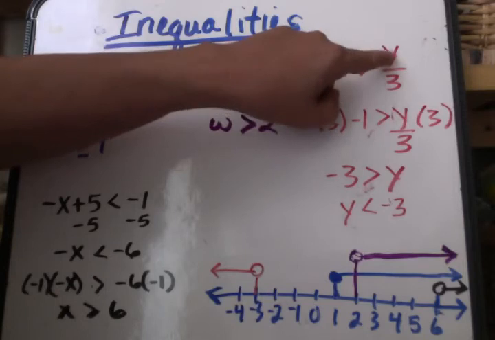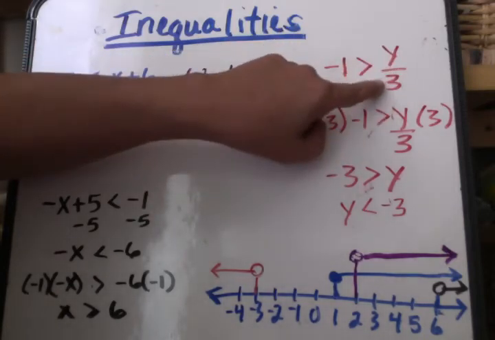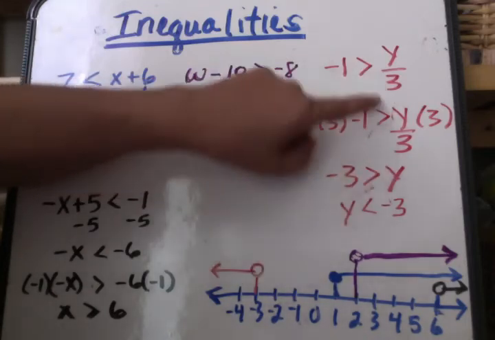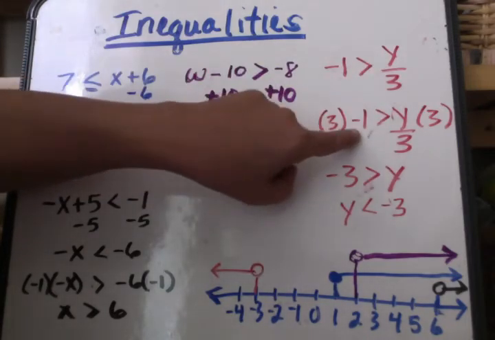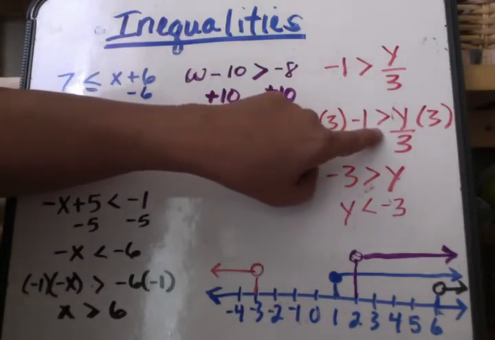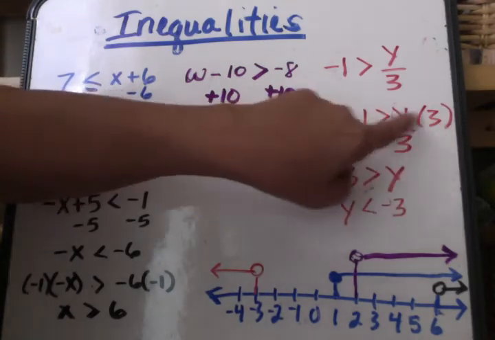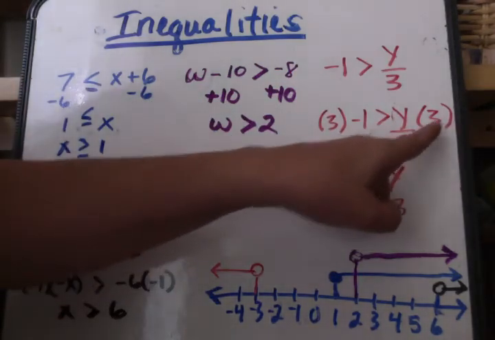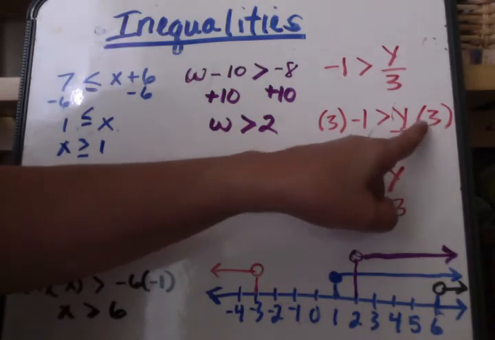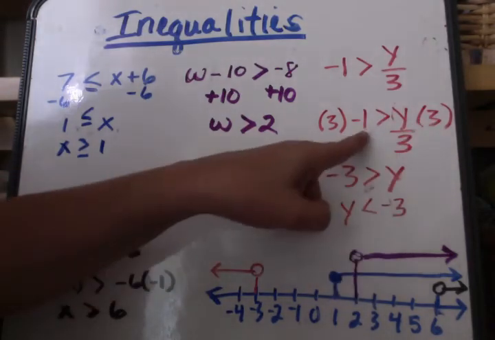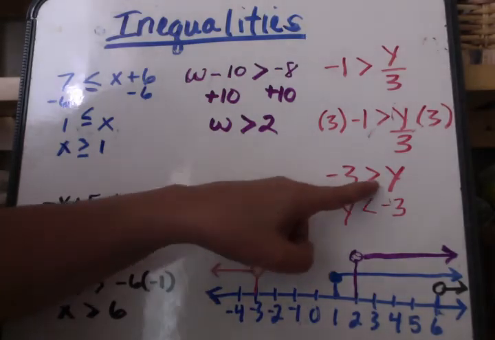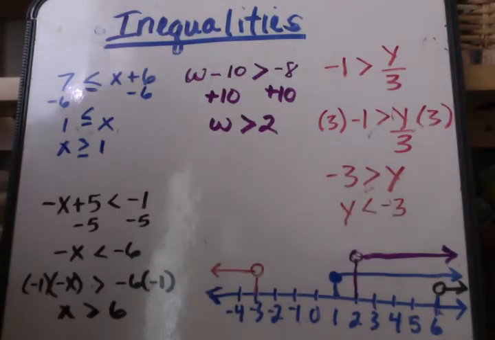Here I'm just going to multiply both sides by 3, and it's a positive 3, so I will not be flipping the sign. So a 3 here, 3 times negative 1, and a 3 here, 3 times y over 3. So now 3 over 3 is going to cancel to 1. 1 times y is just y. Negative 1 times 3 is going to be negative 3. So negative 3 greater than y.